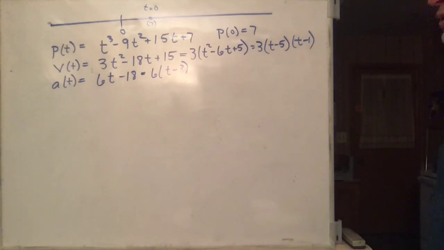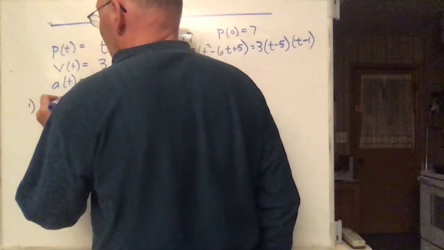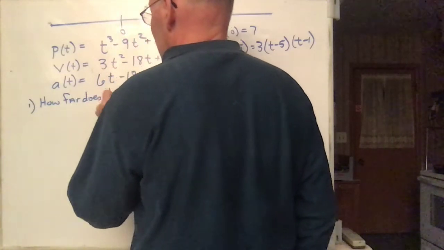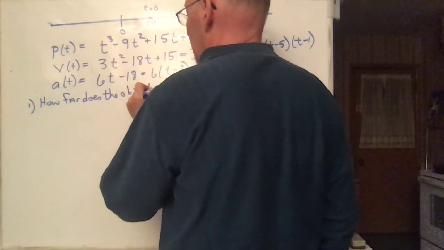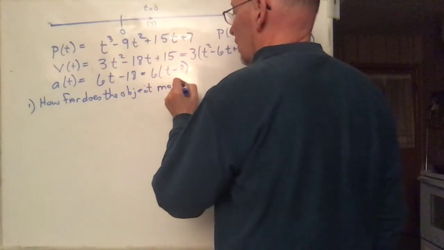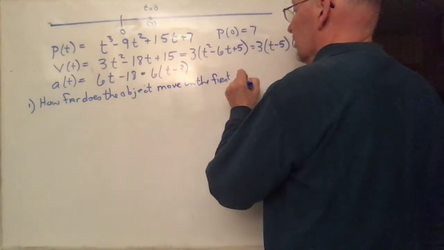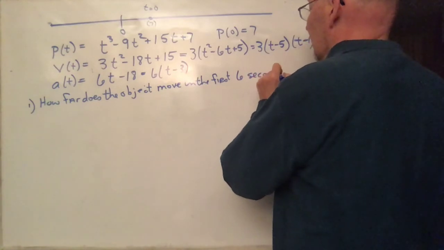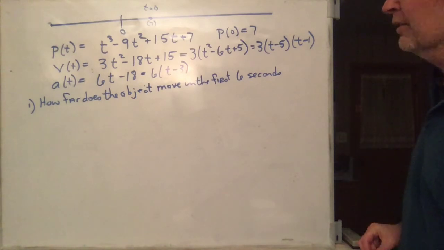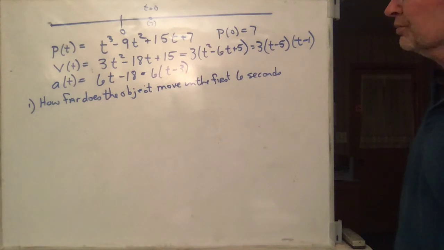So here's a couple questions for you. How far does the object move in the first 6 seconds? How far does the object move? How far does it travel? What's the total distance that it travels in the first 6 seconds?